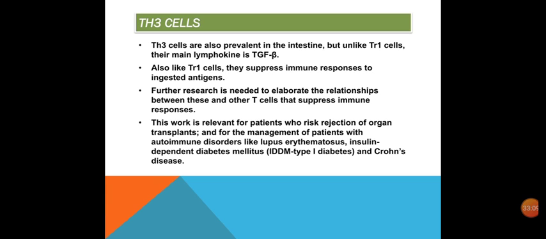T helper 3 cells. TH3 cells are also prevalent in the intestine, but unlike TR1 cells, their main lymphokine is TGF beta. Also, like TR1 cells, they suppress immune responses to ingested antigens.